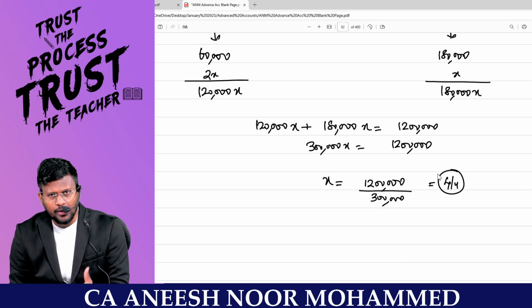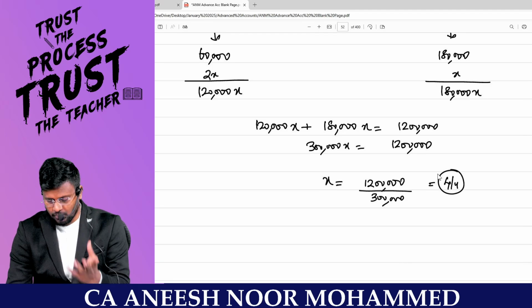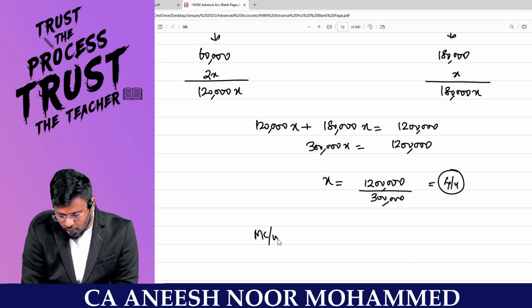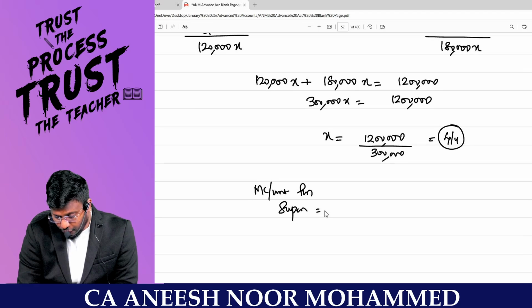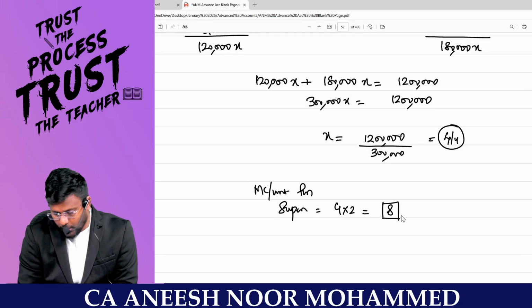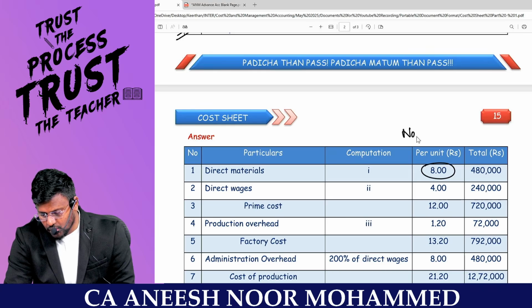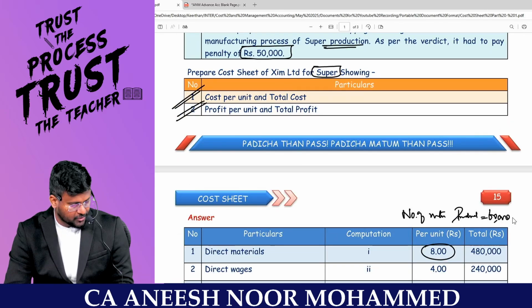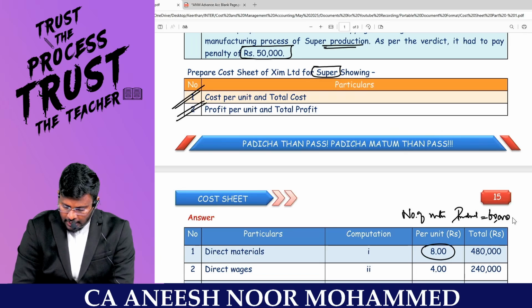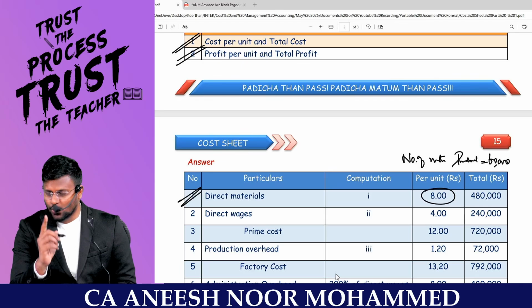For which product are we creating the cost sheet? For the super, which will be double the x, which is nothing but 8 per unit. So material cost per unit for super is 4 into 2, equal to 8 per unit. This is how they found 8 per unit. The number of units produced is given in the question as 60,000 units. So take your calculator: 60,000 into 8 comes to 4,80,000 rupees, the direct material cost. I believe that you also got the right answer.